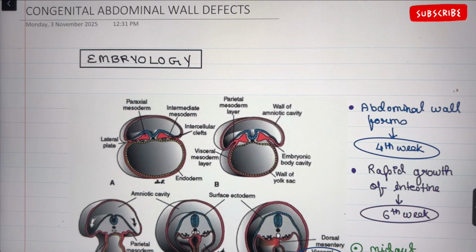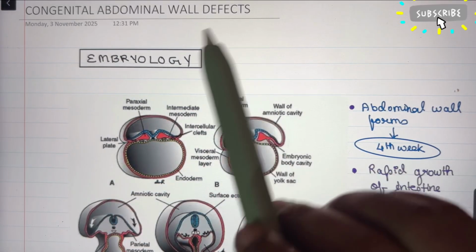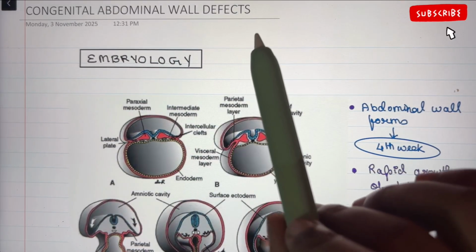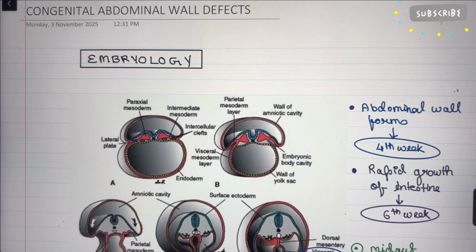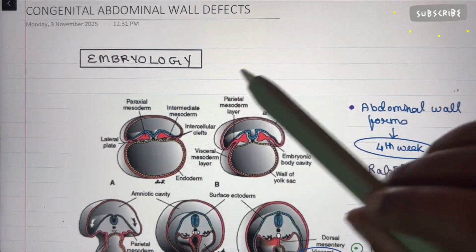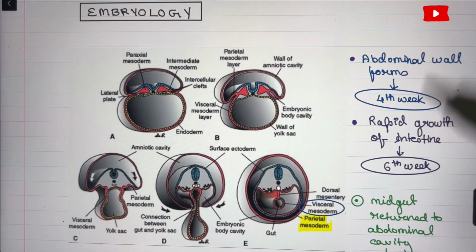Hello doctors. Today our topic of discussion is congenital abdominal wall defects. The congenital abdominal wall defects have mainly two main defects, that is omphalocele and gastroschisis. Before going into both these two defects in detail, first we will see a few points about the embryology of development of the abdominal wall and gut.